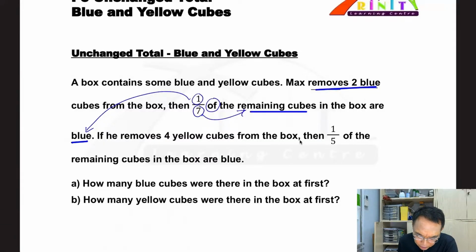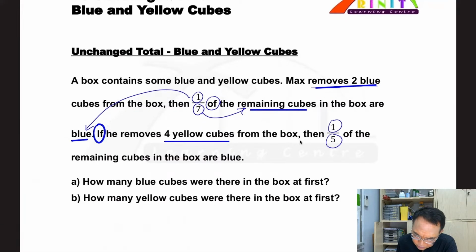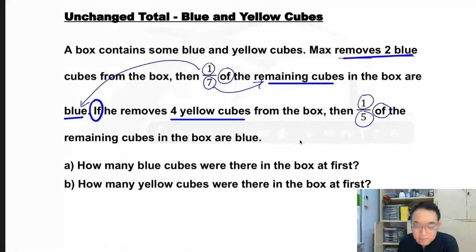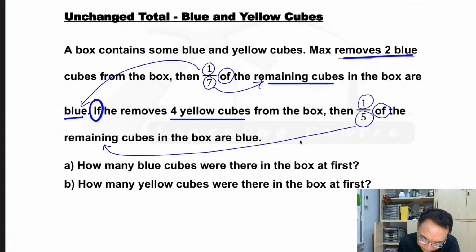Okay, second situation. Second situation says he removes 4 yellow cubes. Then 1/5 of the remaining cubes are blue. So again, what is the 5? I'll give you a moment. Okay, if you said 5 is the remaining, then your answer is correct. And as I've taught you many times, it's because the word remaining comes after the word of. Okay, so normally we will point the denominator to the words after of.